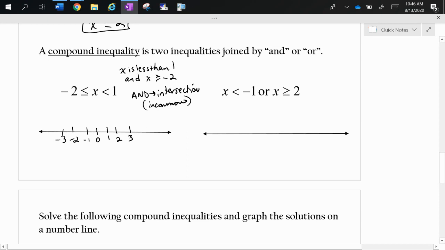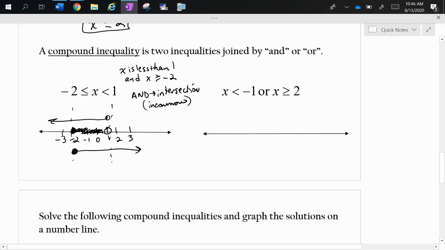So we could do one less than 1 above and another one below. X is greater than or equal to negative 2, and we can look and see where they overlap. That's what we're looking for. So we see that they overlap in between the two. So I'm going to put a closed circle on negative 2, put an open circle on 1, and we know why, and I'm going to shade all the numbers in between.